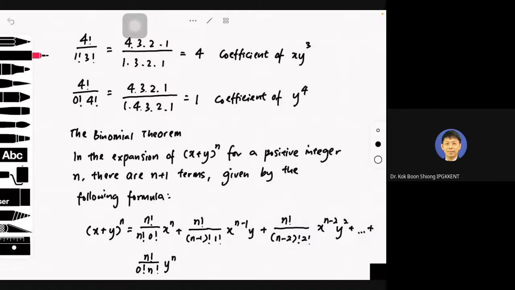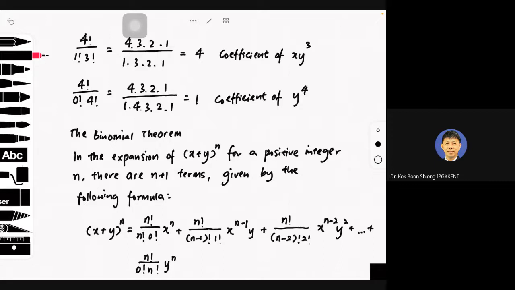Okay, then come to the binomial theorem. In the expansions of (x plus y) to the power n for a positive integer, there are n plus 1 terms given by the following formula. So this formula, I think you can get it from your rumus. So the formula is n factorial divided by n factorial times 0 factorial.